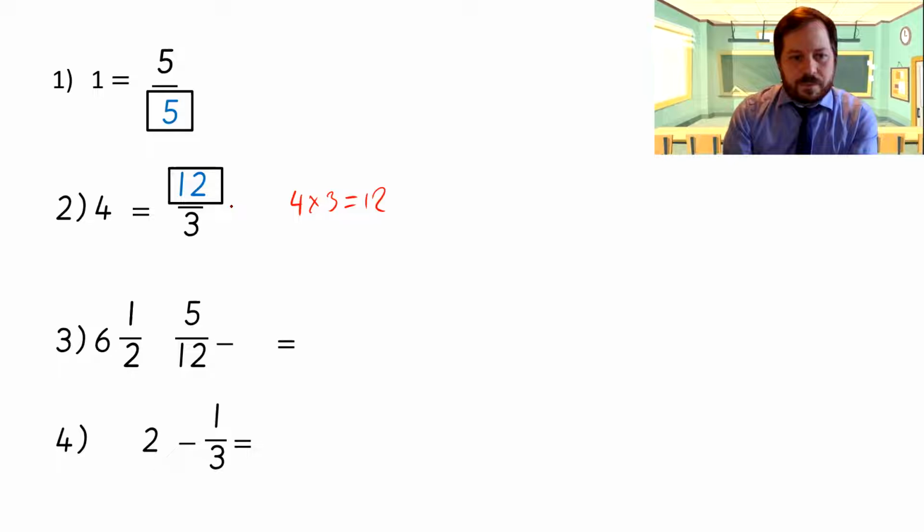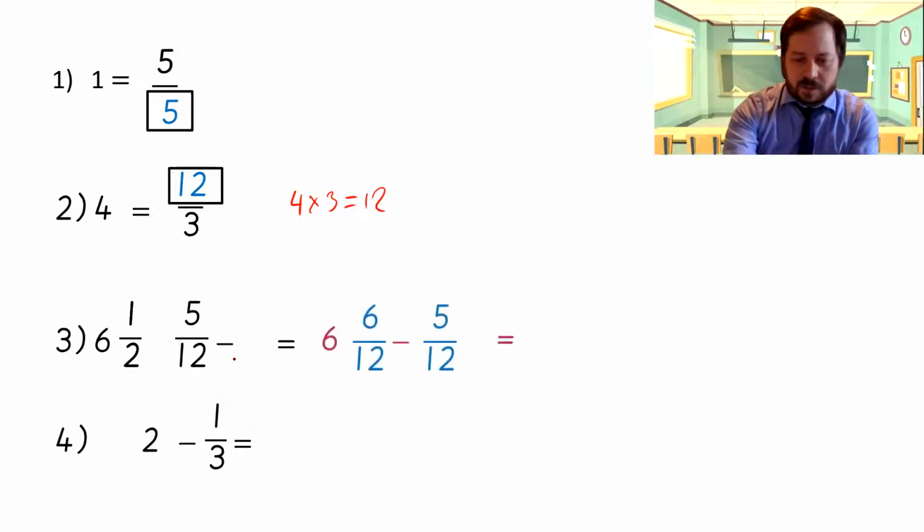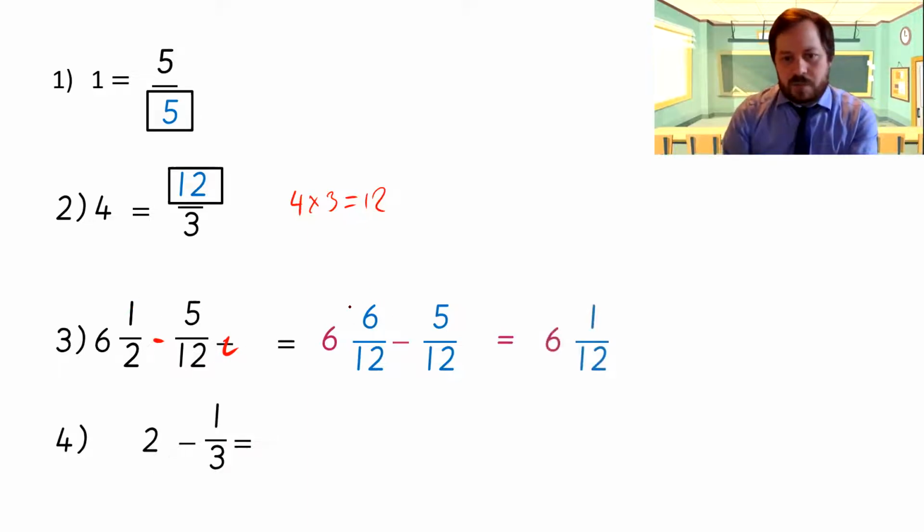Then we've got 6/6, I'm assuming this is minus 5/12. So what we do first off is change that into 12ths. We times it both by 6, which gives us 6/12. And then we can just do the sum because we've got enough numerators here to finish it.